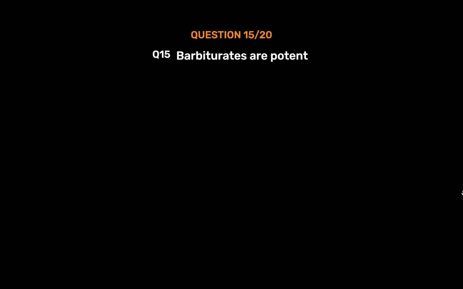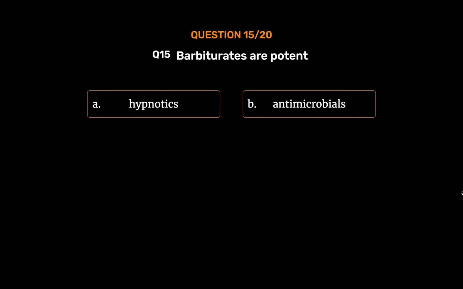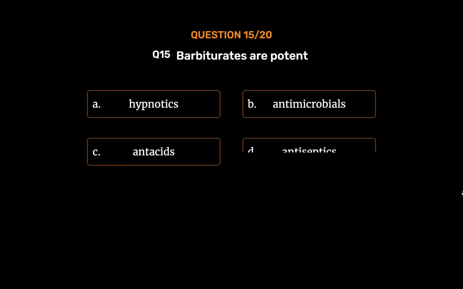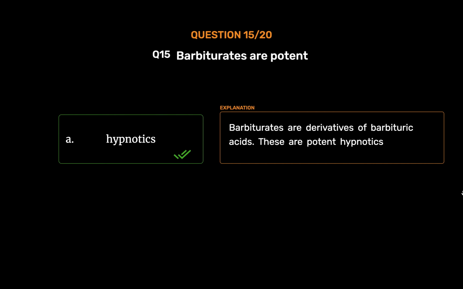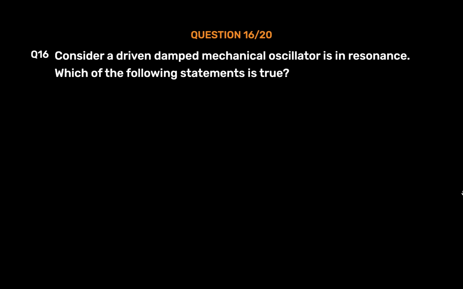Question number 15. Barbiturates are potent option A. Hypnotics. Option B. Antimicrobials. Option C. Antacids. Option D. Antiseptics. The correct answer is option A. Hypnotics. Barbiturates are derivatives of barbituric acid. These are potent hypnotics.